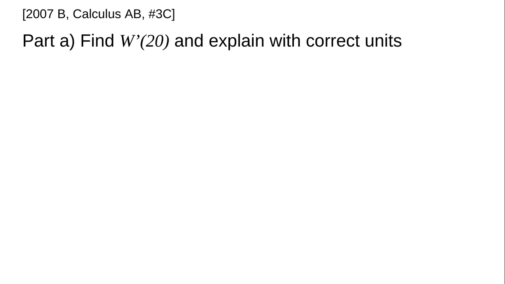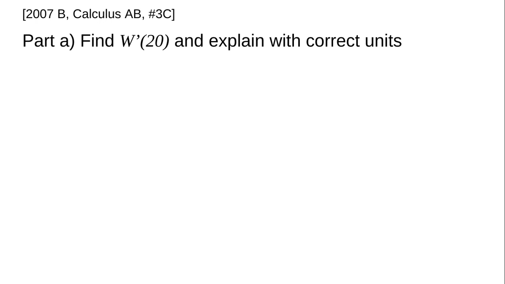This question is from the Calculus AB exam, 2007 version B. It's question 3, and it is a calculator active question. The stem for this question gives us a function for determining the wind chill given various parameters.